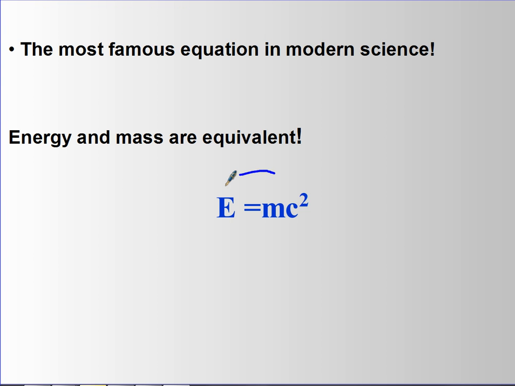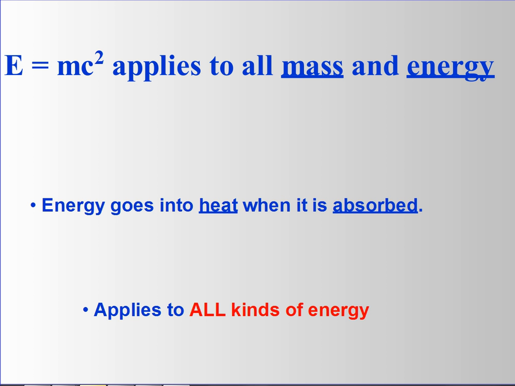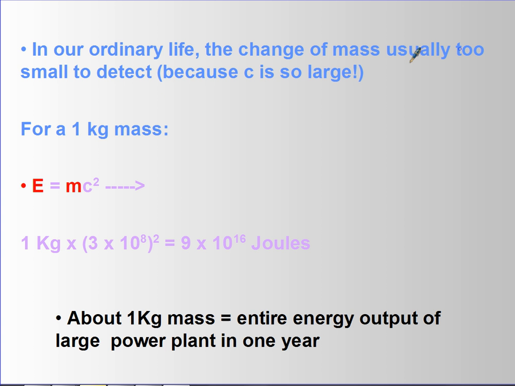Now, everyone knows the equation E equals mc squared. Basically what it's saying is energy and mass are equivalent and they're related by the speed of light squared. Now it applies to everything. Everything follows E equals mc squared. Remember, energy goes into heat when it gets absorbed. And so we have to take into account all of the energy that we're dealing with. In our ordinary life, we don't notice this, all right, because c is so very, very large. We don't detect the energy, the mass change.